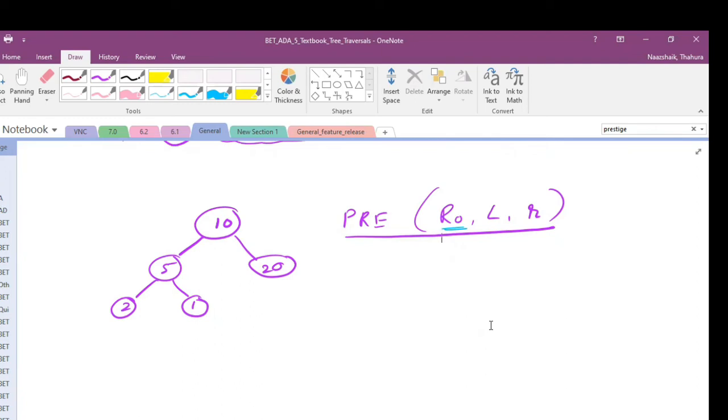Couldn't hear you, ma'am. You didn't hear what part, the question or the full explanation? The question is: solve the preorder traversal. So if somebody says, given this binary tree, write the preorder traversal for this tree, how will you write it?